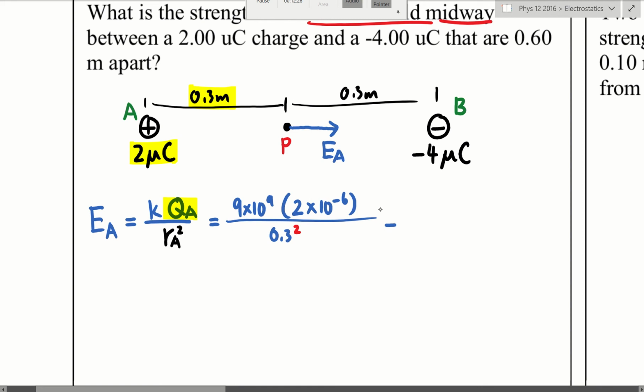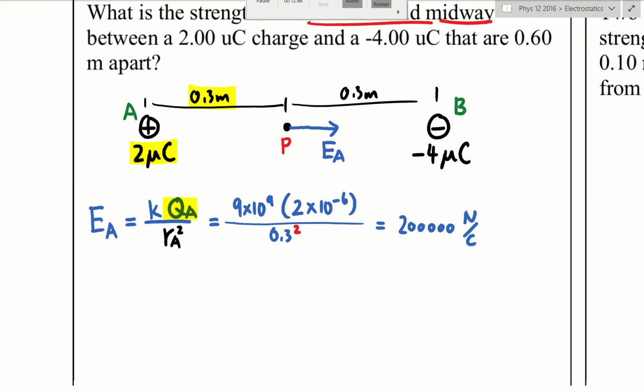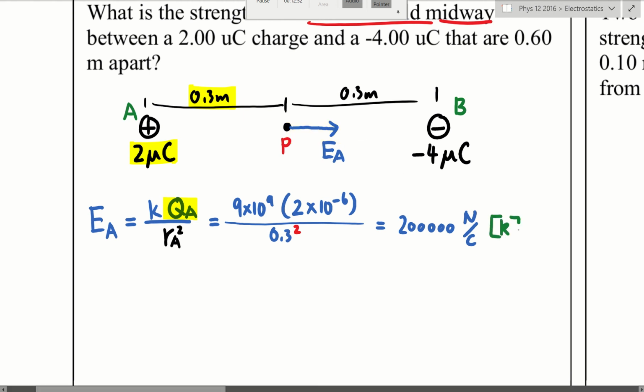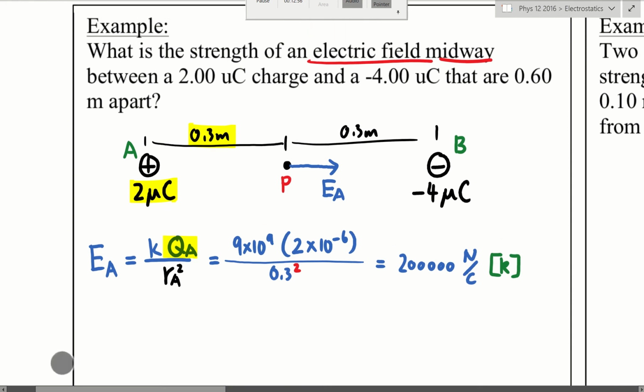Now, what is that number? If you put all of these in the calculator, you're going to get, I think, 200,000 rounding. Okay, 200,000 electric field, which is Newton per coulomb. That's the unit. Direction. What direction is electric field A? Well, that's pointing to the right-hand side, right? So you put right-hand side. The diagram tells us that it goes to the right-hand side. There we go. Okay, so that's one down, one to go.